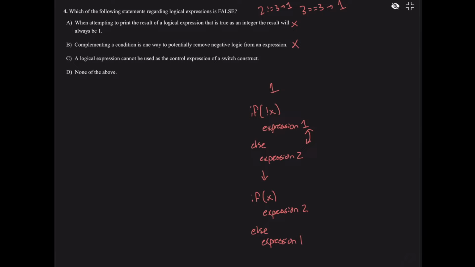And C says a logical expression cannot be used as the control expression of a switch construct. This is false, so this is the right answer, because we could have switch x equals 1. In fact, that's what we're probably going to do most of the time. And thus our only cases would be 0 or 1, and we're using a logical expression here. So this is perfectly legal. This is kind of the purpose of switch constructs. So that means that C is in fact our correct answer.